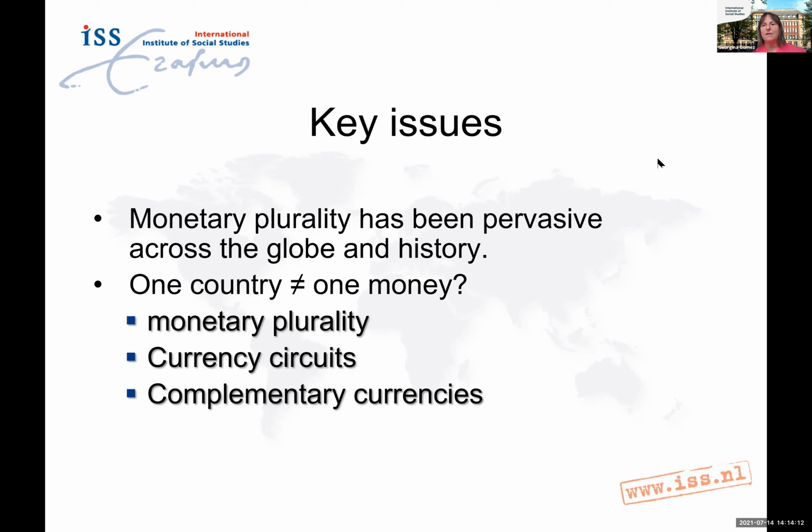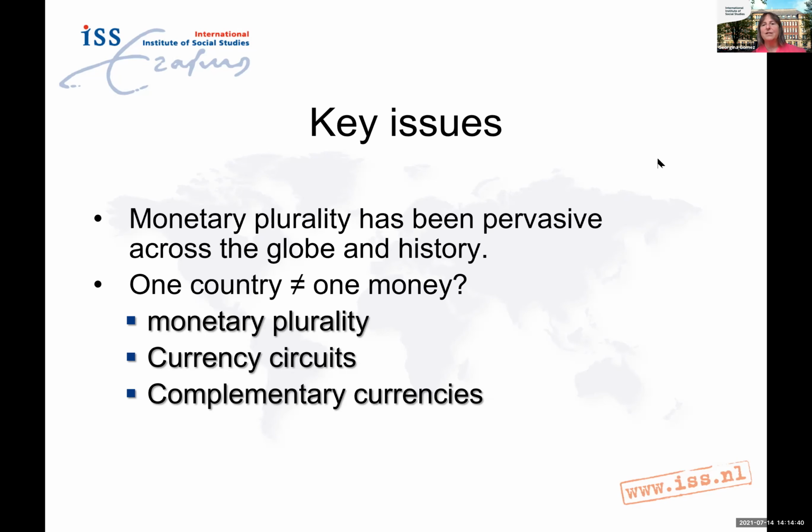And we are used to thinking that one country would have one money, right? So if you go to the US, you will pay in US dollars. If you go to Kenya, you will pay in shillings, and so on. So one country, one money. And money is something that comes from the central bank.